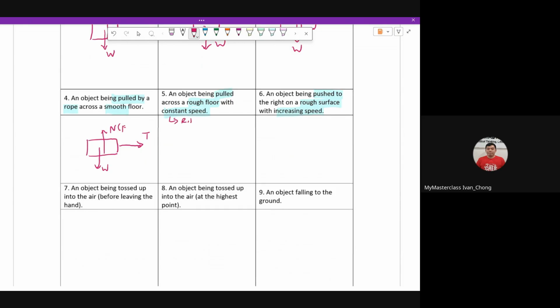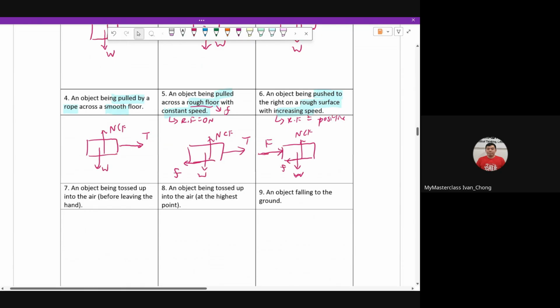Next, constant speed. Resultant force is 0. You have a rough floor, you will have F. So, favorite box, weight, normal contact force, you are being pulled, tension, and you actually have a frictional force. Okay? Next, you have increasing speed, means my resultant force will be positive. Which means that my rightward pulling force, pushing force, is actually stronger than my frictional force. So this F is much bigger than my small f. So you can draw it by drawing the arrows longer. If my pushing force is longer than my frictional force, it will cause it to speed up.